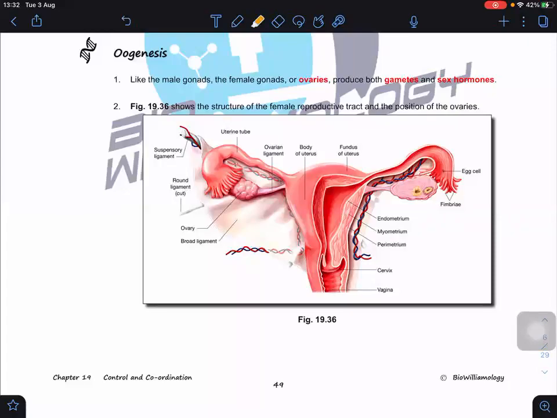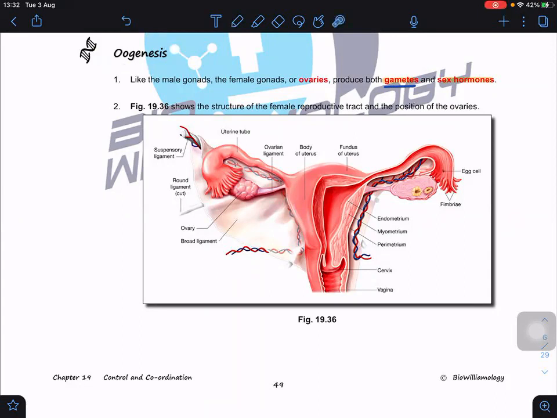Okay, so like the male gonads, the female gonads, or we call ovary, produce the gametes and also the sex hormone. But for our topic today, we're going to focus more on the gametes, and the name of the process is known as oogenesis.